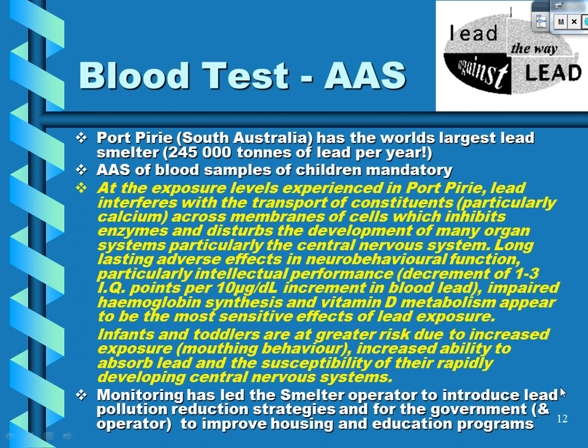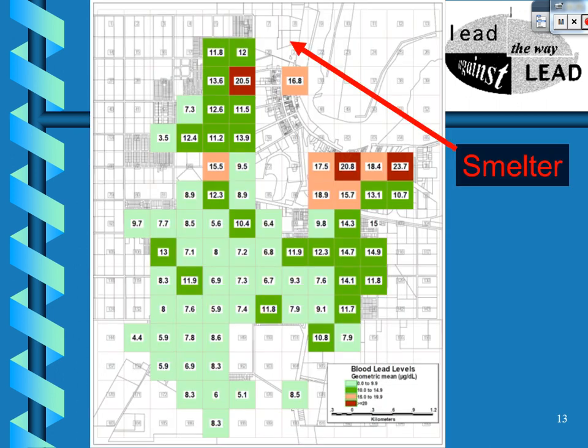And because they've monitored this, and this is where you can talk about the impacts of AAS, because they've monitored the blood levels of lead in the children there, they've been able to detect some people have had issues with lead poisoning, and therefore they've put things into place to try and reduce the damage being done. Because of this monitoring, the smelter operators had to put in lead pollution reduction strategies, and the government and the lead smelter operator have also improved housing and education programs. So because AAS had shown that yes, this lead smelter was causing a problem, that yes, these children had high blood levels and therefore their IQ was being damaged, that then forced people to take action and improve the issue.